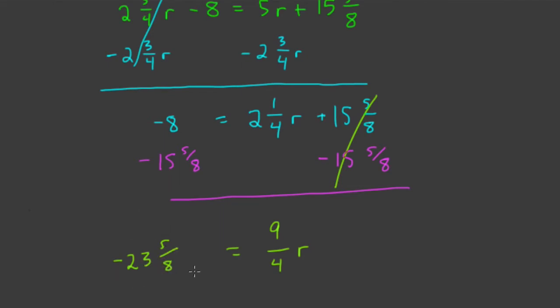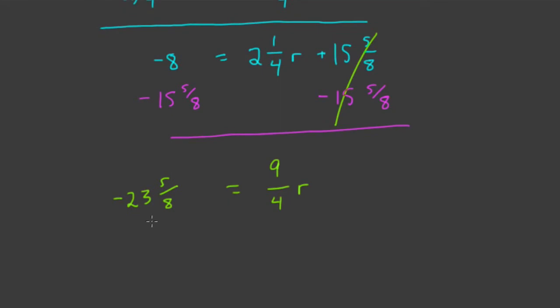Okay, so I'm going to write this as an improper fraction as well. 8 times negative 23 is negative... well, I know 8 times negative 20 is negative 160. 8 times 3 is 24. So it's negative 184 plus 5. So it's negative 189 over 8 equals 9/4 r. So how do we solve for r?